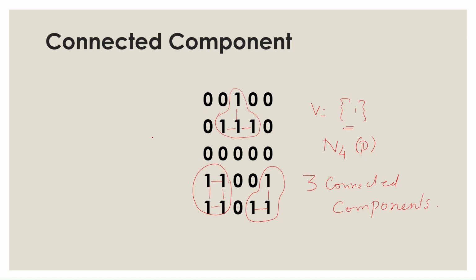So in this way we can find out the connected components. Connected components have the same pixel values and they are connected either by means of 4 adjacency, 8 adjacency or m adjacency. In this example I have taken 4 adjacency and I have shown what is meant by a connected component. Thank you.